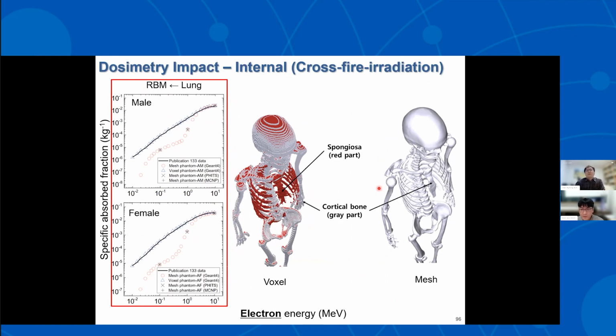As explained before, in the voxel model, the spongiosa, including red bone marrow, is not fully enclosed by the thin cortical bone due to the limited voxel resolutions. And the rib spongiosa is even in contact with the lungs. So that's why the electron specific fraction of the voxel phantoms is significantly larger than the mesh phantom result.